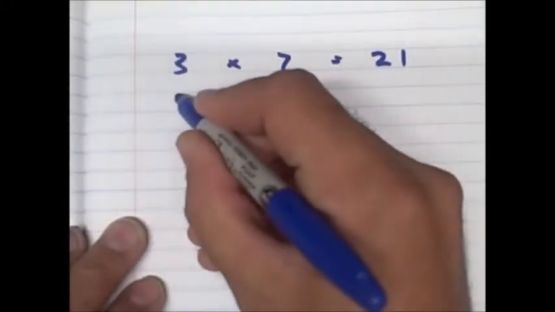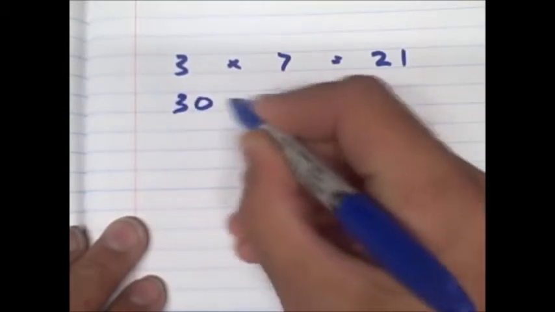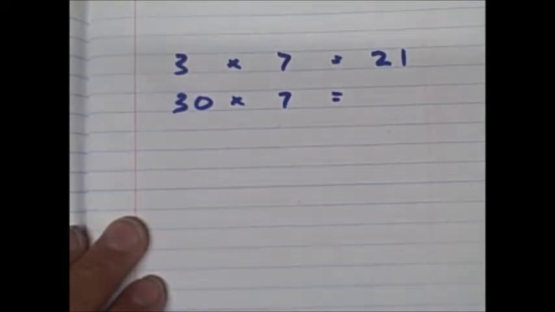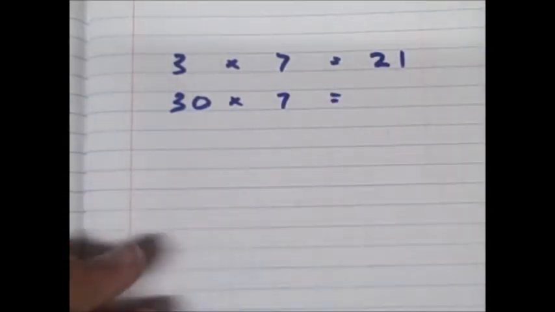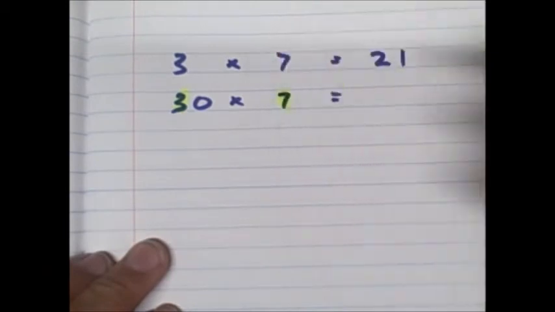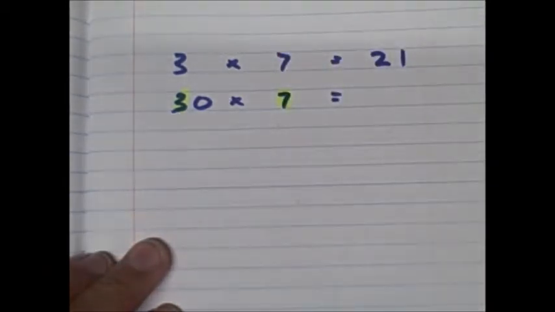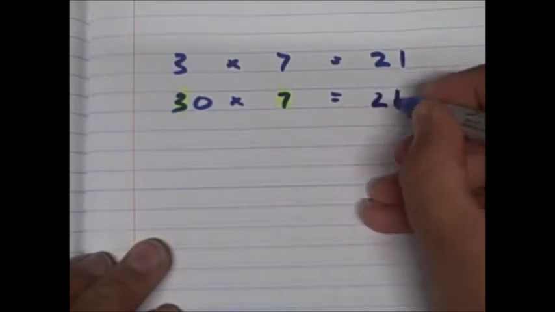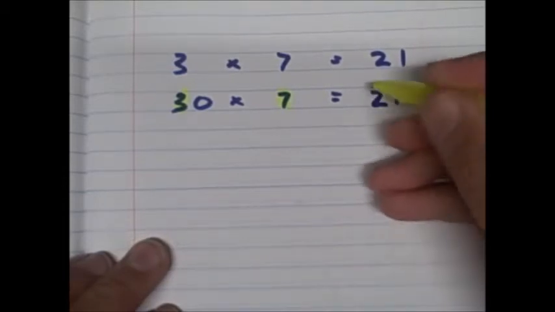Now, we're going to rewrite that with 30 times 7 equals 21. And what you'll do is you'll take your highlighter and highlight any non-zero digits. And that will tell you what your basic fact is. And just like in our first example, that will give us 21.